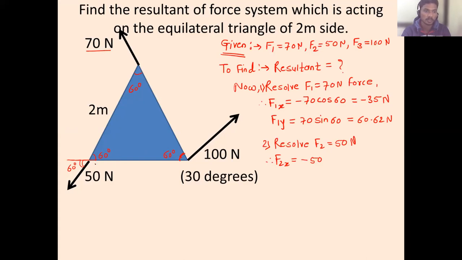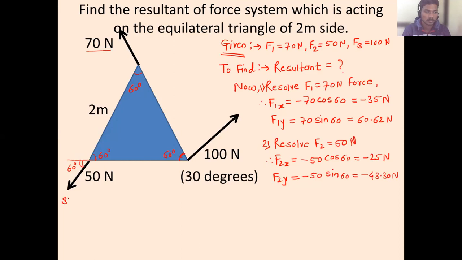Here it is not directly known, but I have just extended one line, then you know the opposite angle property. So minus 50 cos 60, how much? Minus 25. Very good. Next, F2y is equal to minus 50 sin 60. How much? Minus 43.30. Very good.